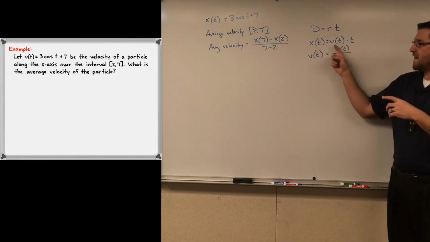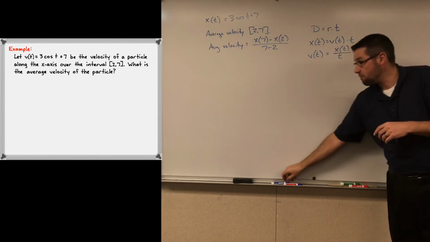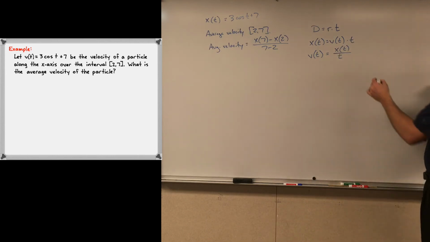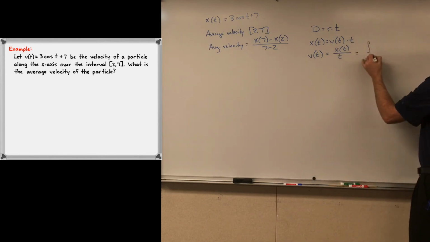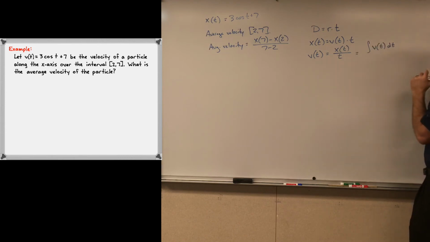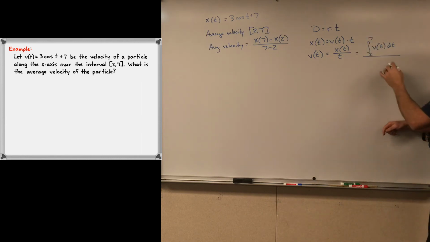In other words, x of t is represented by what? The integral of what? How do you find x of t? You take the integral of v of t over what interval? In this case, 2 to 7, all over, what's the time?